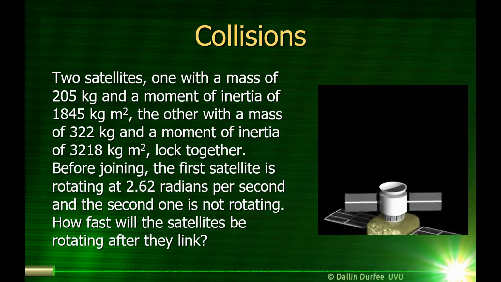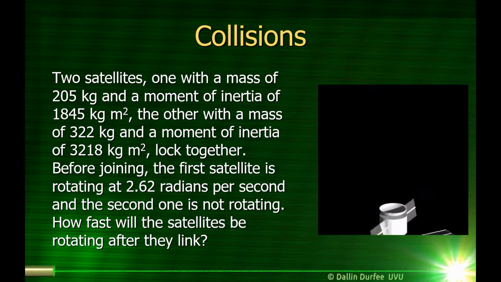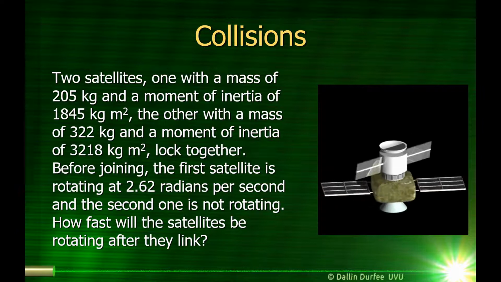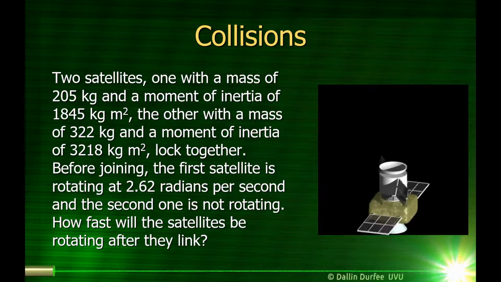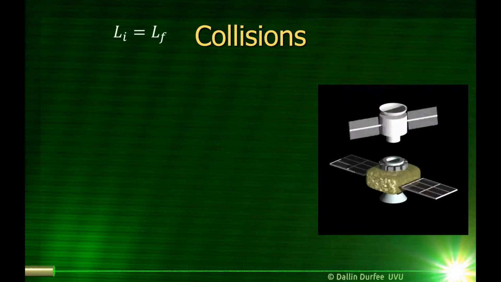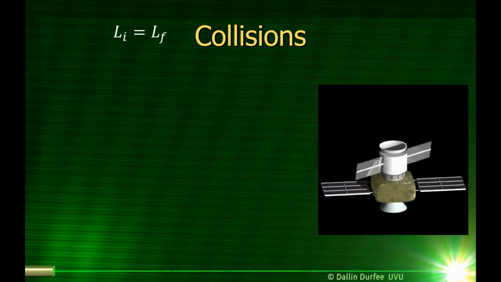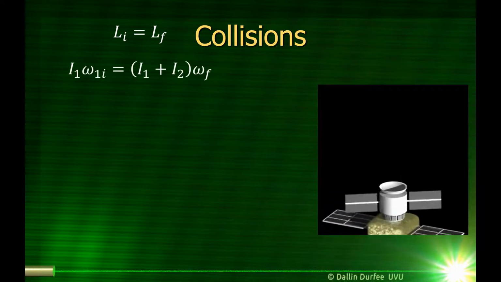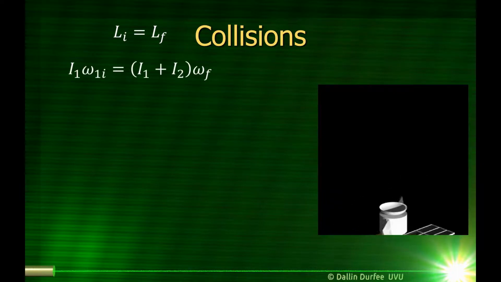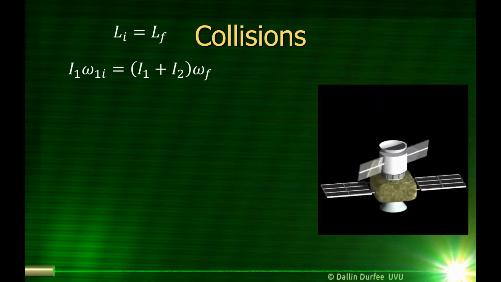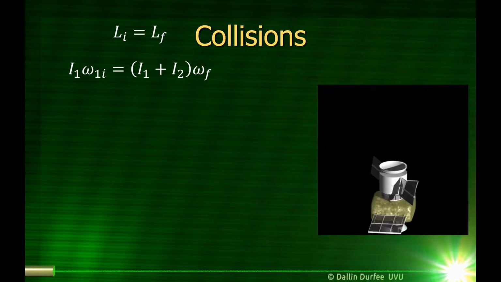Well, we can solve this problem using conservation of angular momentum. Right? After all, there are no external forces acting, no external torques acting on these two satellites. It's just the two satellites interacting with each other. As such, for the system of the two satellites, the initial angular momentum should equal the final angular momentum. Well, the initial angular momentum, since the second satellite is not rotating, is just the moment of inertia of the first satellite times the angular velocity of the first satellite.